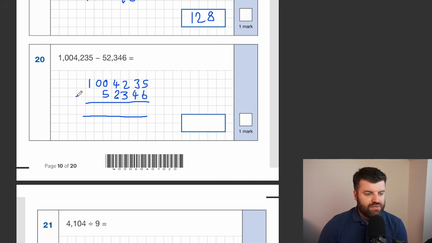So let's do some subtraction here. I feel like there's going to be quite a lot of exchanging. 5 take away 6, can't do that. So 15 take away 6 is 9. You can do 5 take away 6, of course.